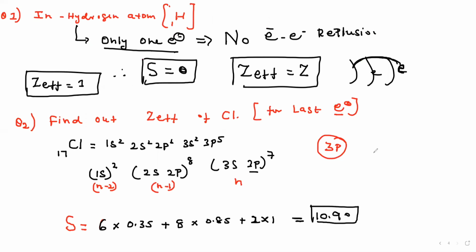Now, what is Z effective? What is the formula? Z effective is equal to Z minus S. Therefore, what is the Z value for chlorine? 17 minus the S value, 10.90. So what is the value? It is around 6.10. You got the point? What is Z effective for the Cl atom? 6.10. You got it? Okay.